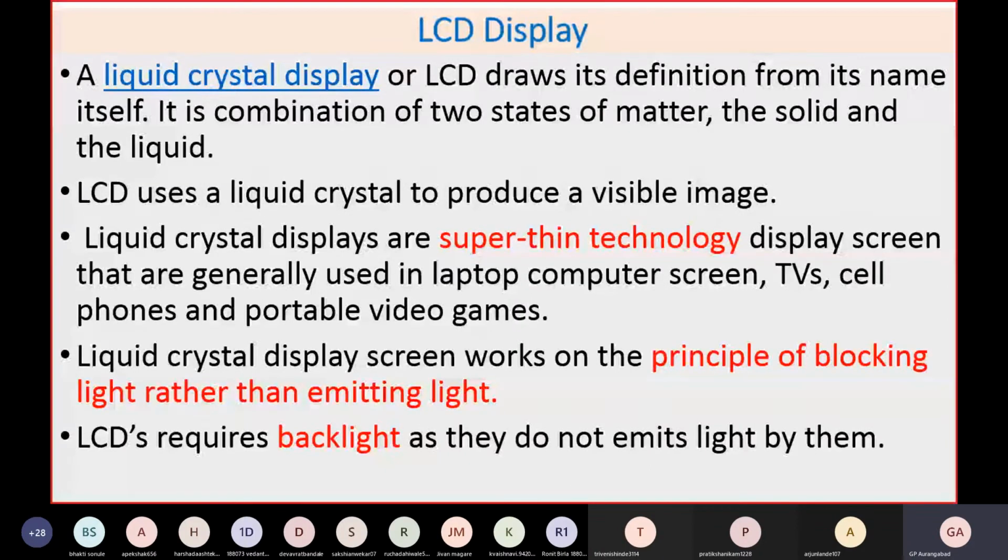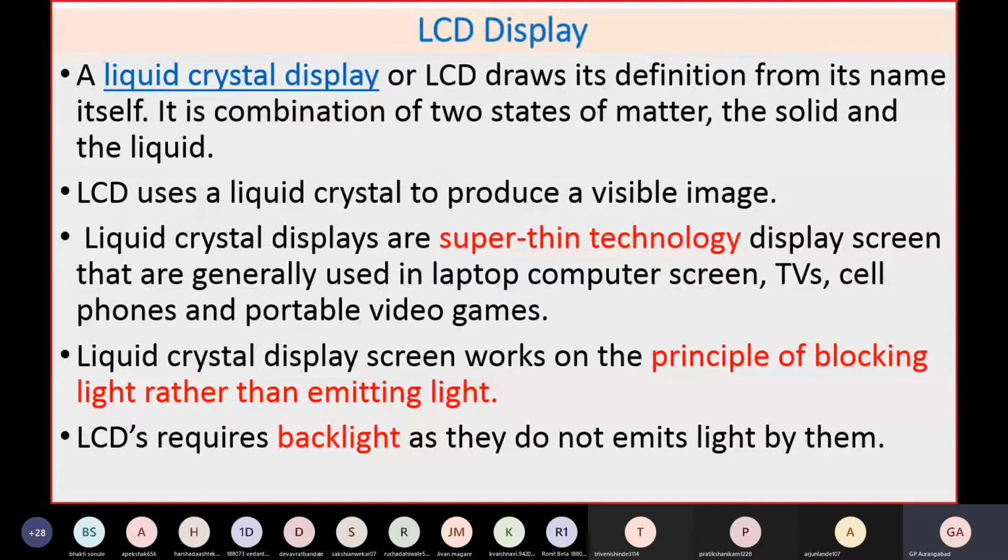other portable video games. The basic principle of a liquid crystal display is that it blocks the light rather than emitting the light. Remember, this is the principle of LCD. Without light, it is not possible to display anything. So the LCD requires a backlight, as it does not emit light by itself. LCD never emits light. That is why we require a backlight, the source of light that is used to emit the light.